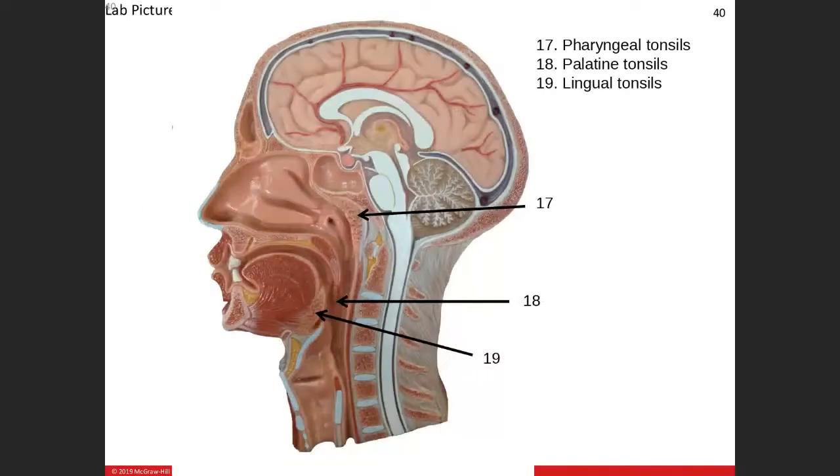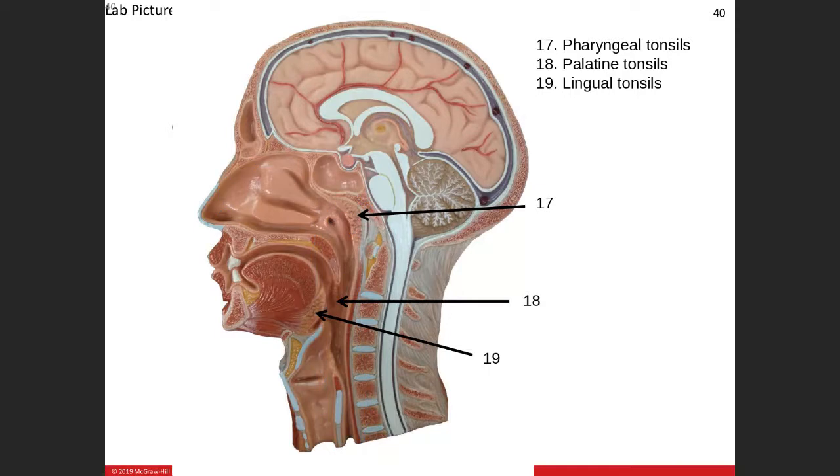If you have your atlas here, you can see number 17, number 18, and number 19 here. So again, trying to figure out where we are. Here's your nasal cavity. Directly posterior to the nasal cavity are going to be the pharyngeal tonsils. They're located in the nasal pharynx, the upper portion. Your pharynx is pretty much this whole region here.